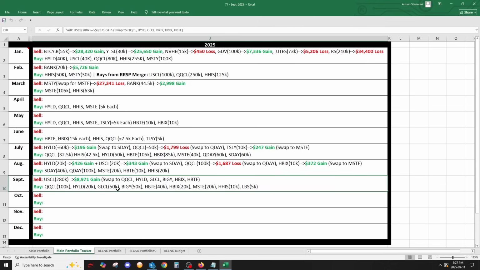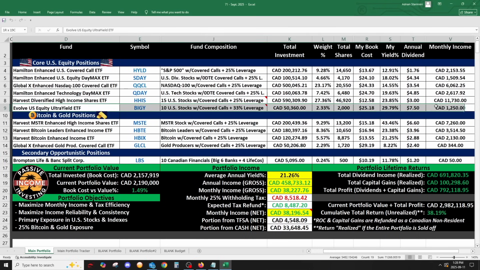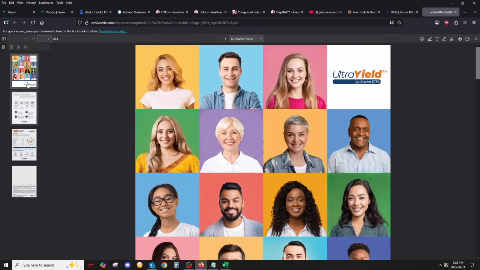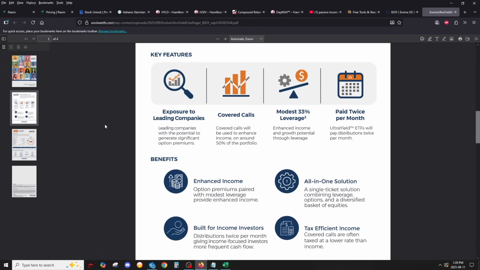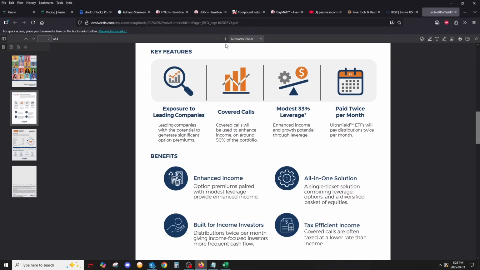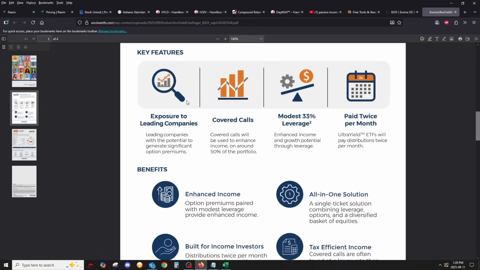So Evolve came out with Biggie, and I put 50,000, or started a new position in Biggie, which we'll discuss in a second. I have the 10 stocks here. But the reason why I said, okay, now I'm comfortable starting a position in there is because I read, I'll show you. At first I was very hesitant because it said 100% covered calls. But then when I look at the pamphlet for their ultra yield, which is going to be a Canadian one called Maple coming out, I saw this: covered calls will be used to enhance the income on around 50% of the portfolio.